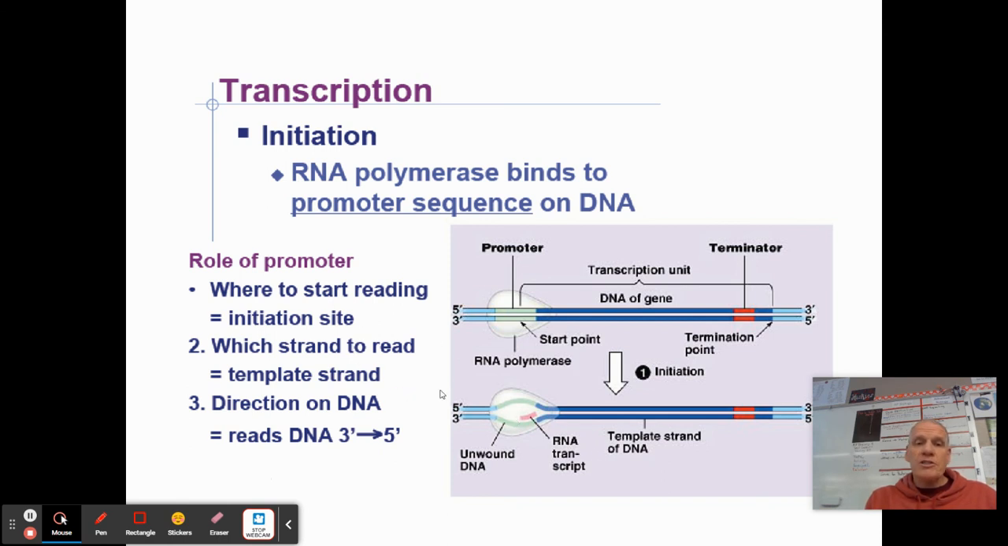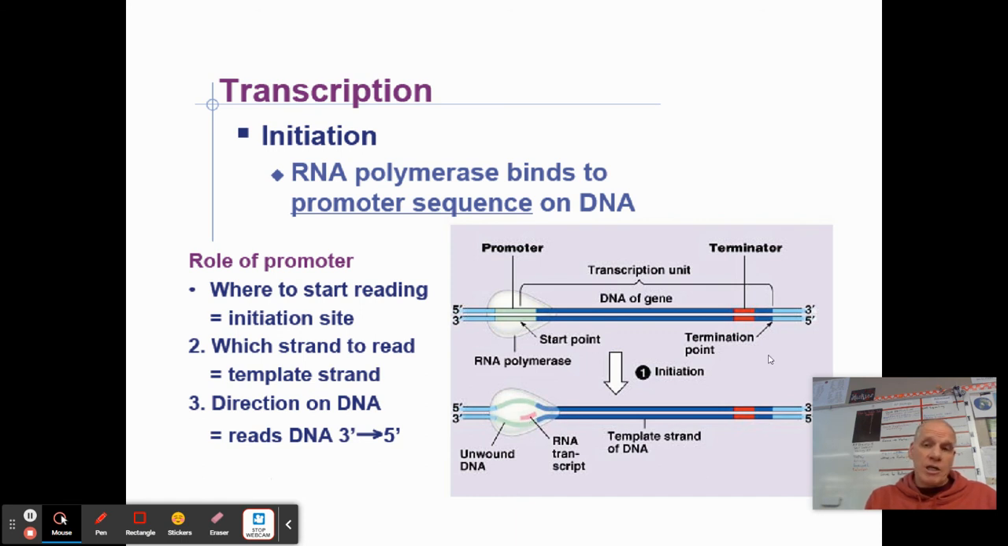Which one is the template strand? It's the strand that goes 3' to 5' in relation to the direction of RNA polymerase. So in this particular case, RNA polymerase is going from left to right. Okay, so the DNA template strand is the bottom one because it goes 3' to 5'. That means that this RNA transcript is going to be 5' here and 3' there.